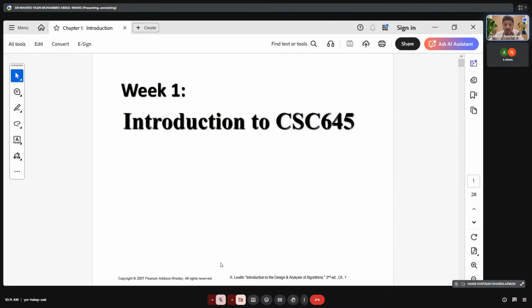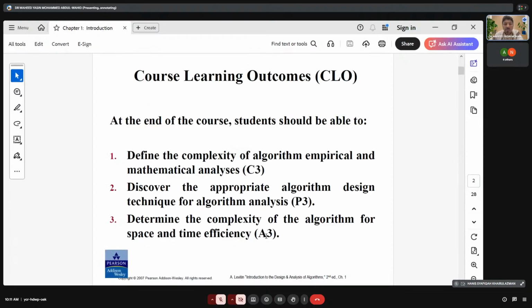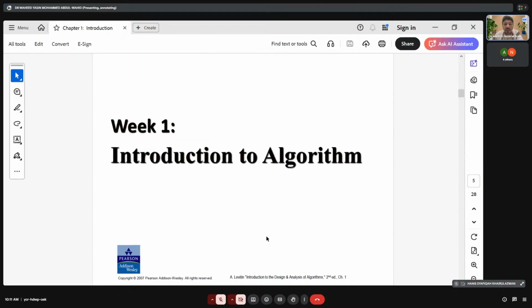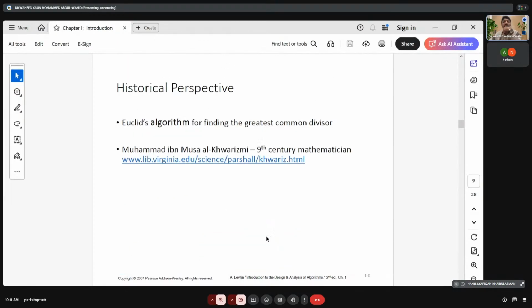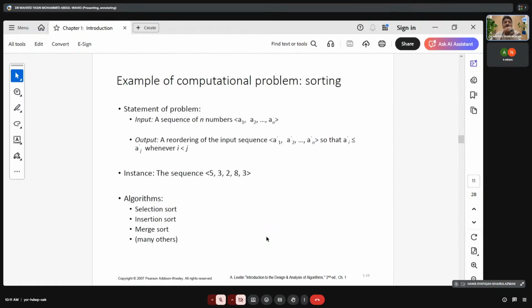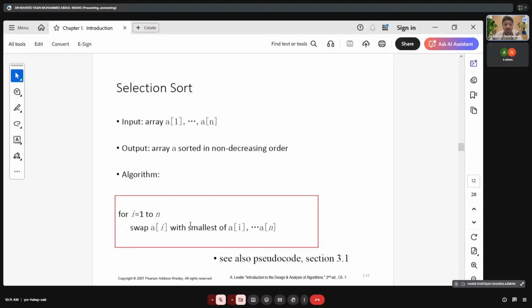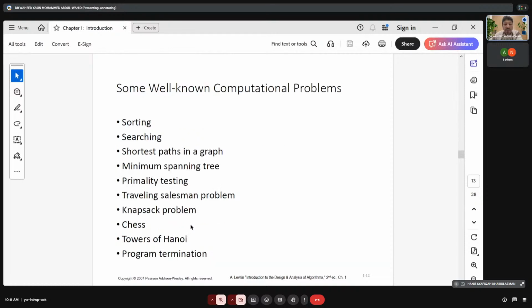So here we can start with the first chapter that we had here. I will go through the chapter. So this is the algorithm. What is the definition of algorithm? Then we went through the sort algorithms. Okay. Then these are the well-known computational problems.